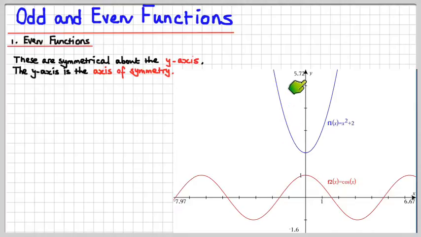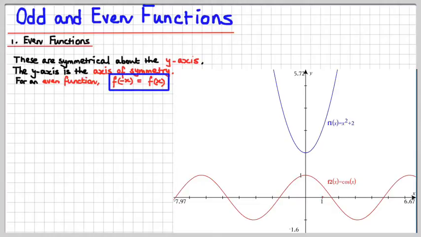Can you see that the y-axis acts like a mirror? It's exactly the same to the right and to the left, okay? If this is the mirror. There's another example. f2 of x in this case is cos x, a trig function. Nice and even, I'm sure you'll agree.